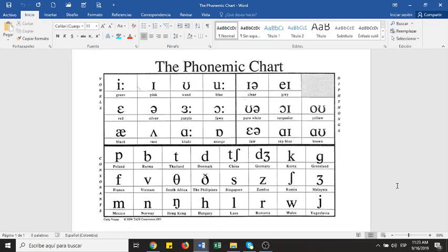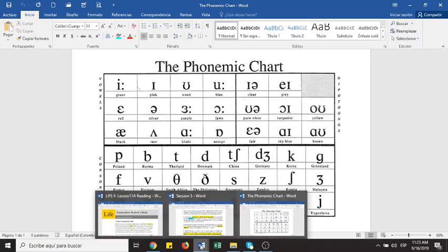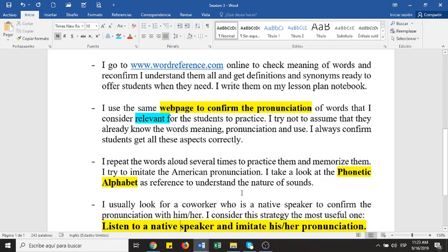They help. But as my more important recommendation in this material that I prepared for you, I usually look for a coworker who is a native speaker to confirm the pronunciation with him or with her. I consider this strategy the most useful one. Listen to a native speaker and imitate his or her pronunciation. So when I want to be sure about the pronunciation of a word, I look for an American person here at the Colombo. Could be Daniel Zema, Beth Bartlett, Alexis Rengifo, or I also ask Joel and Caesar. When they are around, I just ask, and I try to imitate the pronunciation. I repeat it several times.